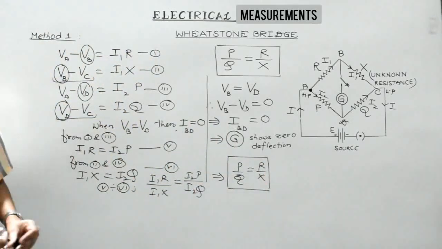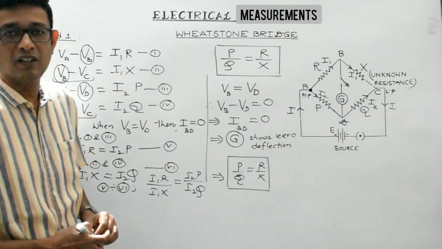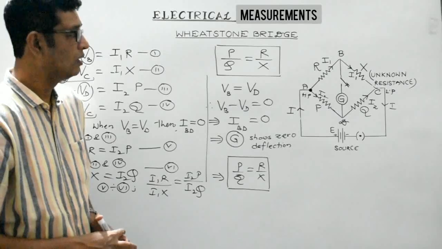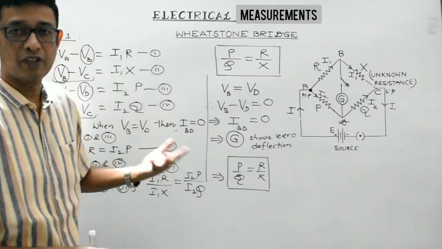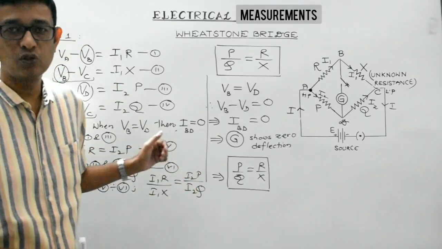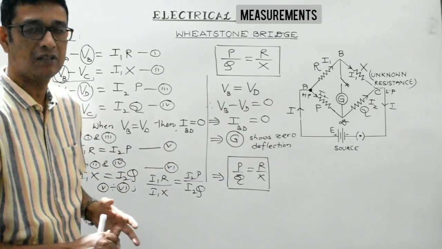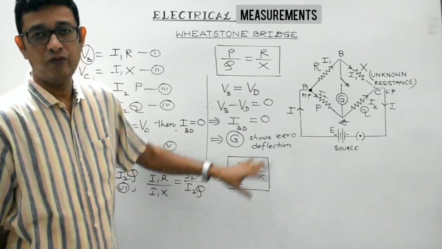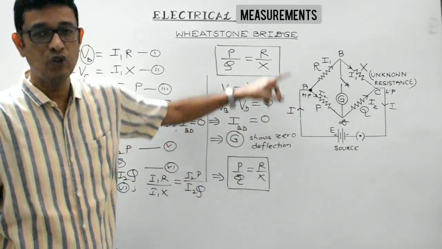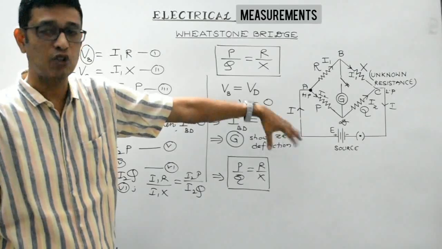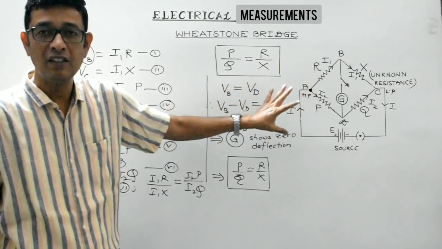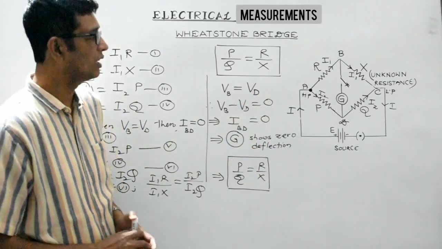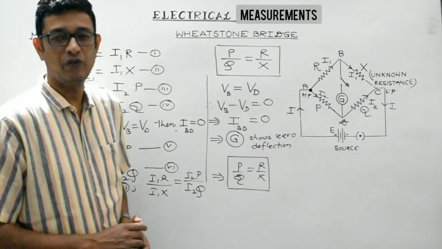Hence, it is verified. Right, students? So, this is a simple mathematical step by using the concept of potential difference, which is equal to the current flowing through that resistor multiplied by the resistance value. So, using this concept, we can easily prove that when the bridge is in the balanced condition, that is when no current flows through the branch BD across which the galvanometer is connected, then P by Q is always equal to R by X. So, this is known as the balanced condition of the Wheatstone bridge.